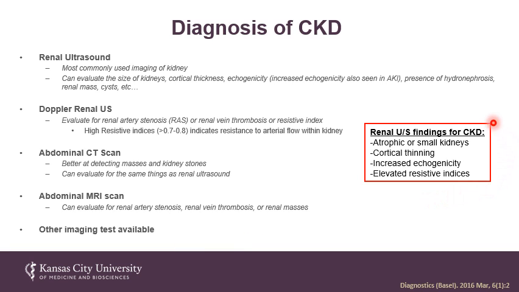In general, on a renal ultrasound, which is the main way people are going to diagnose CKD, if there's atrophy or small kidneys, that's a sign of CKD. If there's cortical thinning, that's a sign. If there's increased echogenicity, that's a non-specific sign of CKD. Elevated resistive indices are a sign of CKD. So these are all signs of CKD on renal ultrasound.